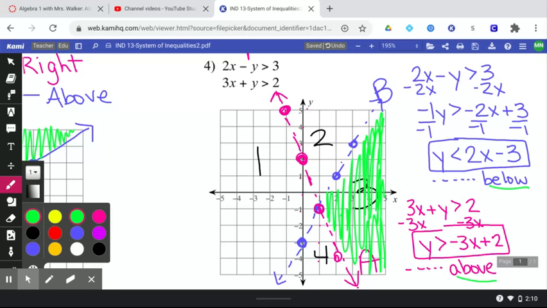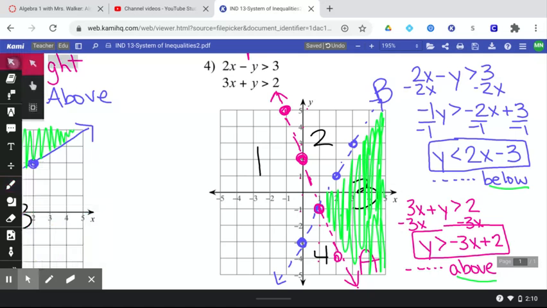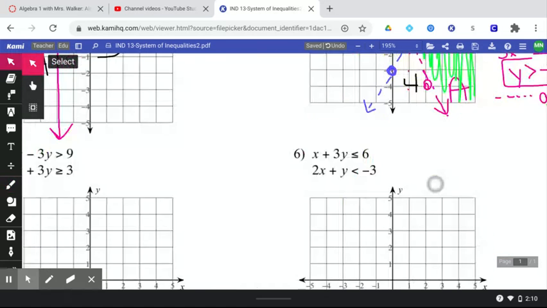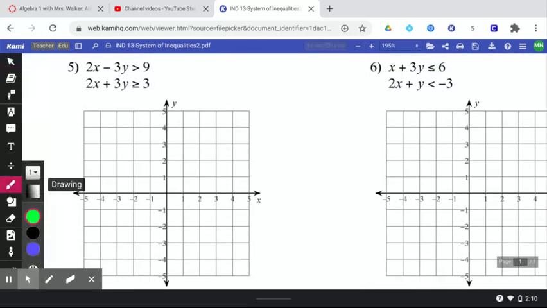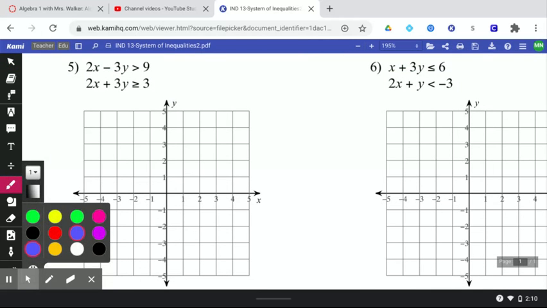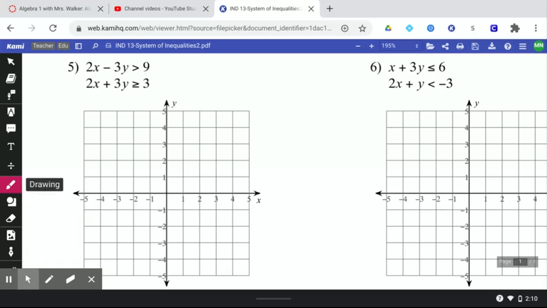It's just an easier way for me to communicate with you guys through the graph. All right, so I have 2 more of these. Same thing, we got to get them into slope-intercept form first. So let's look at our top inequality for number 5. We got 2x minus 3y is greater than 9.